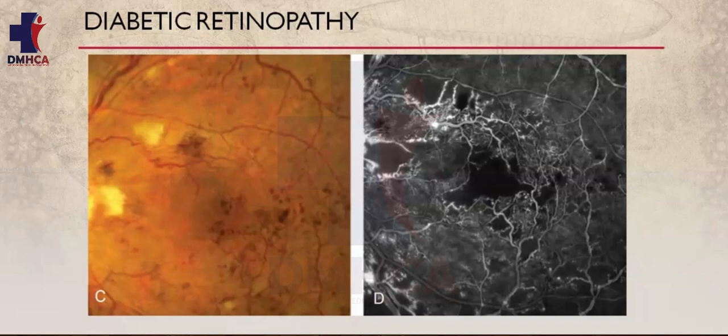Here, what you can see are dilated and tortuous veins. You can see here the dilated and tortuous vein. This is a sign of hypertension.